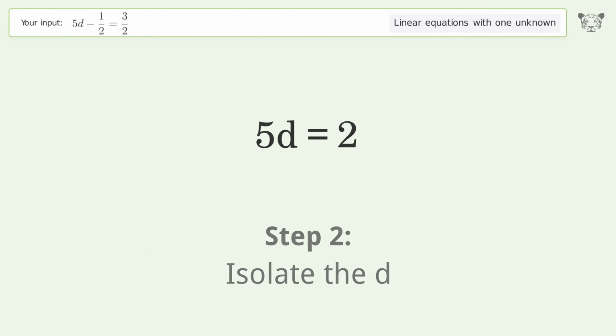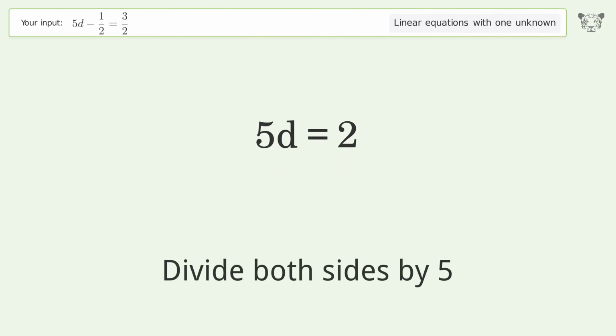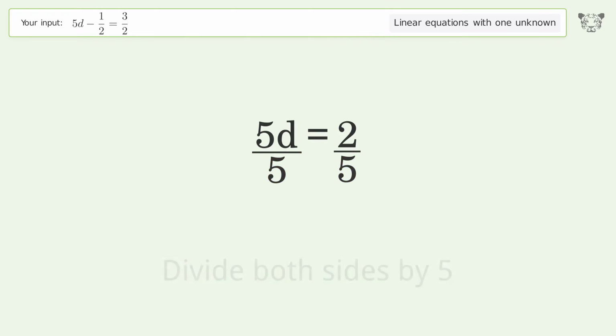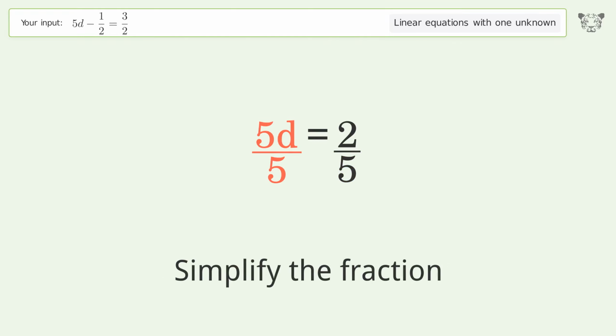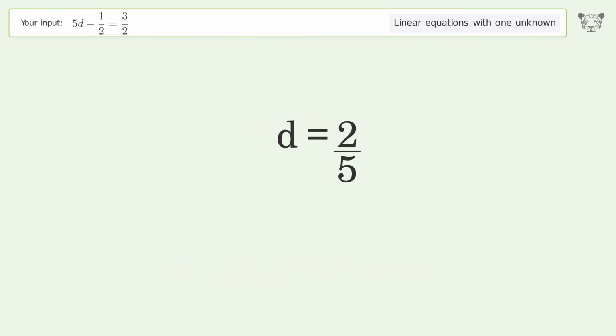Isolate the d. Divide both sides by 5. Simplify the fraction. And so the final result is d equals 2 over 5.